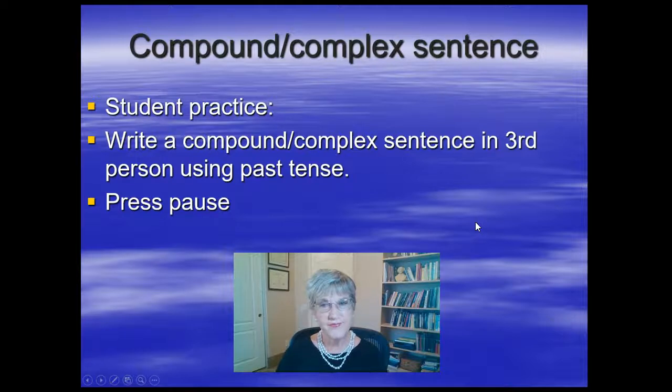Okay, now we're going to have a student practice so that you'll have an opportunity to write a compound complex sentence. I would like you to write this in 3rd person using past tense. So this is going to take a little bit more time, a little more thought than the simple, compound, and complex sentence because you're combining all 3. So be patient with the process, press pause, and I'll be here waiting for you when you return.